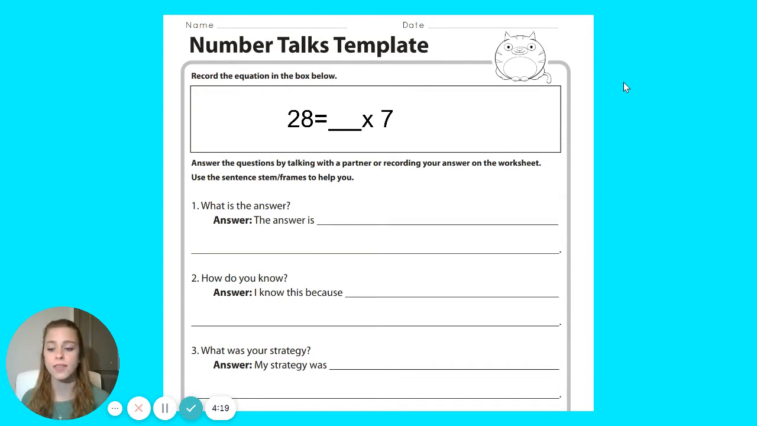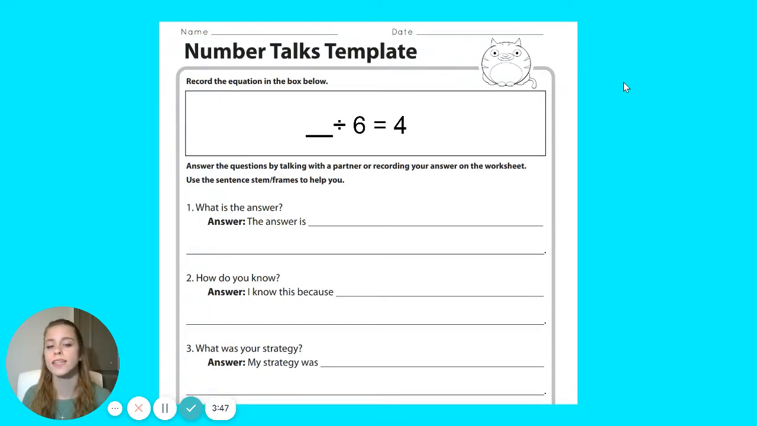Well, we know that 7 times 3 equals 21, right? Well, 21 is really close to 28, so what if I do 7 times 4? Well, 7 times 4 does equal 28. So our answer is going to be 4. How do we know this? We know this because 4 times 7 equals 28. And what was our strategy? Well, we knew that 21 was 3 times 7, so we just made 4 times 7 and got 28, right? So we just plugged in different numbers.